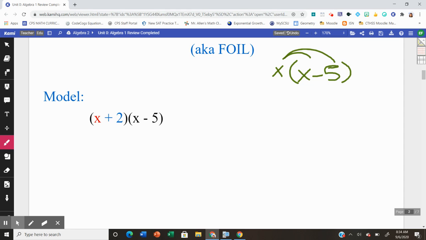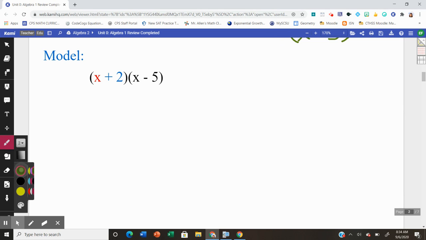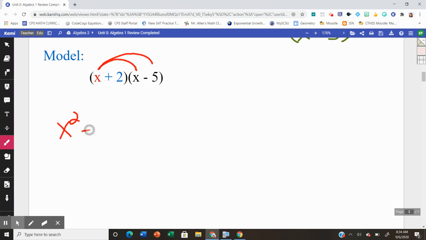So I'll show you two different ways of doing it, and you guys can decide which method you like to use. So FOIL method, I'm going to try to stay with my color choices here. I colored the x red. So I'm going to distribute the x to the x. x times x is x squared. x times negative 5 is negative 5x. So that's our first set of distribution done.